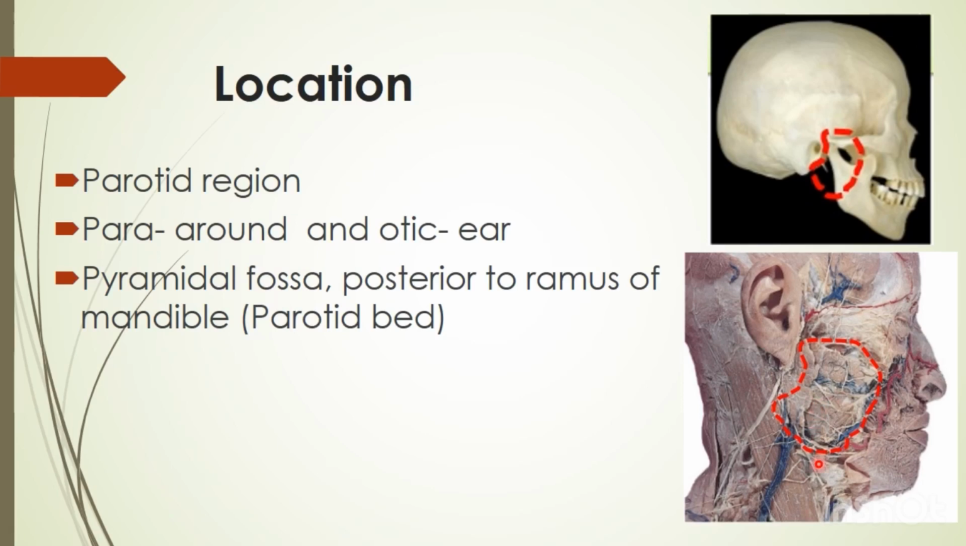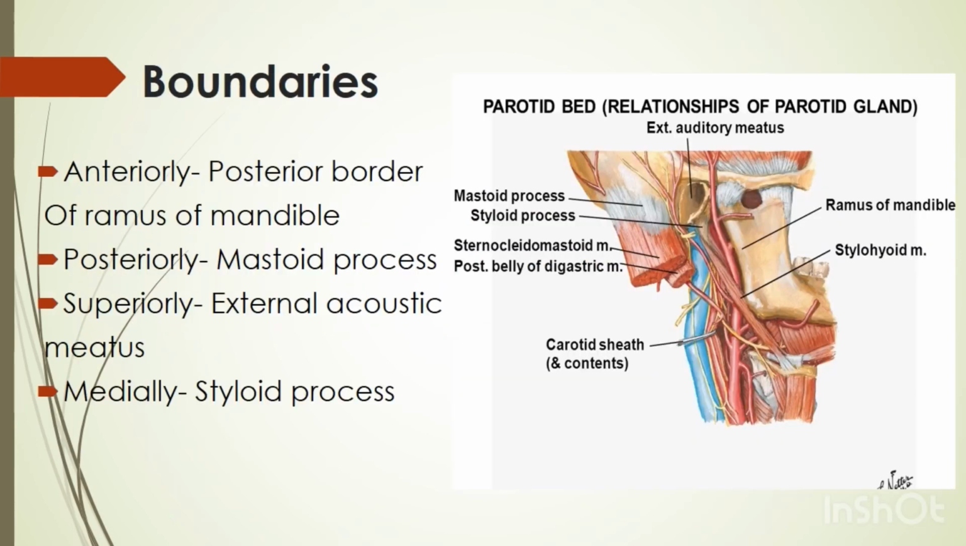It is also known as the parotid bed due to the muscles underlying the parotid gland and giving a cushion-like effect to the gland. Now let's look at the boundaries of the parotid bed. Anteriorly, it is bounded by the posterior border of the ramus of the mandible and posteriorly by the mastoid process. This is the mastoid process. Superiorly by the external acoustic meatus and medially by the styloid process. So these are the boundaries of the parotid bed.